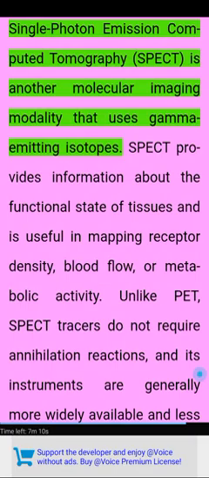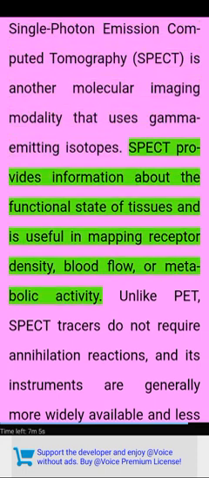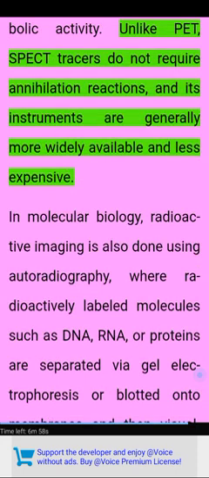Single photon emission computed tomography (SPECT) is another molecular imaging modality that uses gamma-emitting isotopes. SPECT provides information about the functional state of tissues and is useful in mapping receptor density, blood flow, or metabolic activity. Unlike PET, SPECT tracers do not require annihilation reactions, and its instruments are generally more widely available and less expensive.